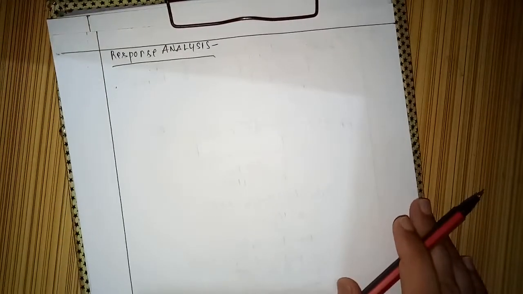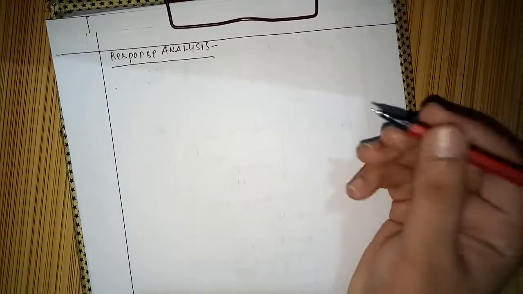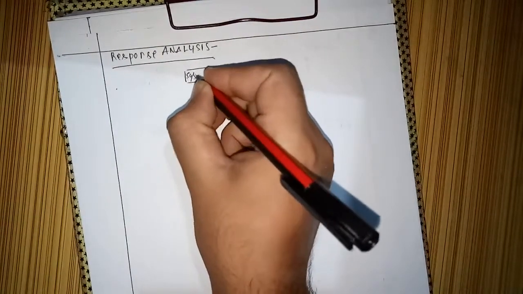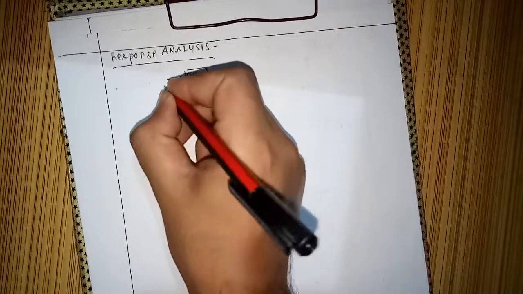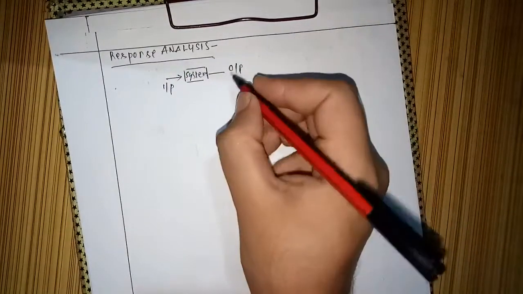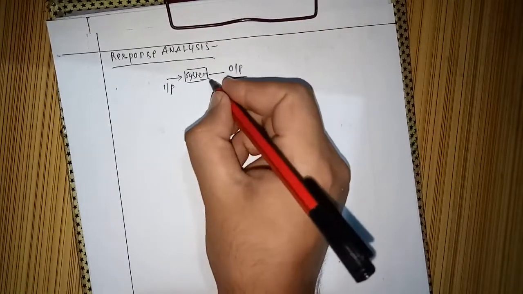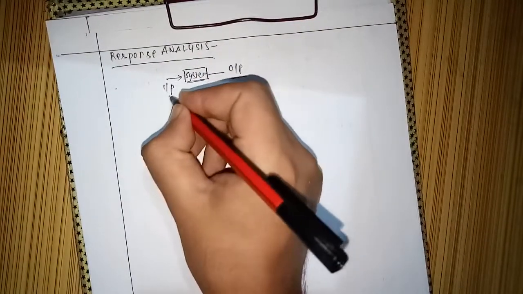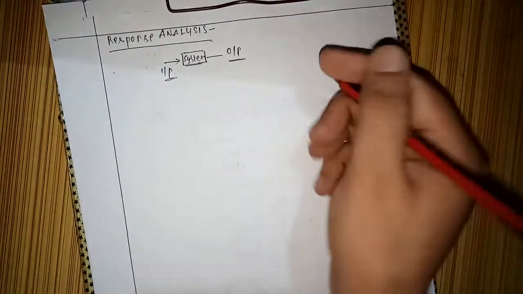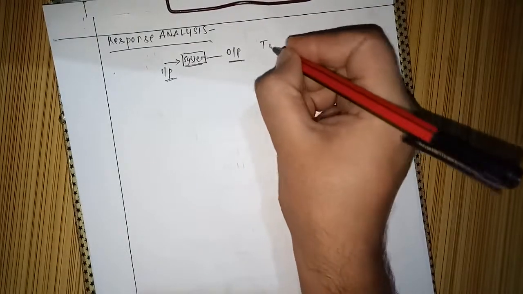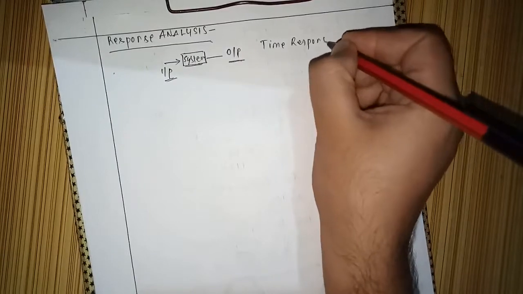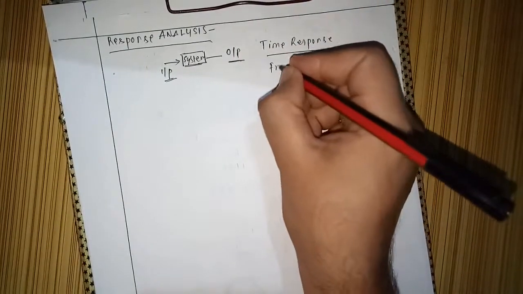Today we are going to start with response analysis. Response means how a particular system responds to a particular input, and what output it will give. The output is the response of the system to the input. Now, there are two types of response analysis. The first one is time response analysis, and the second one is frequency response analysis.